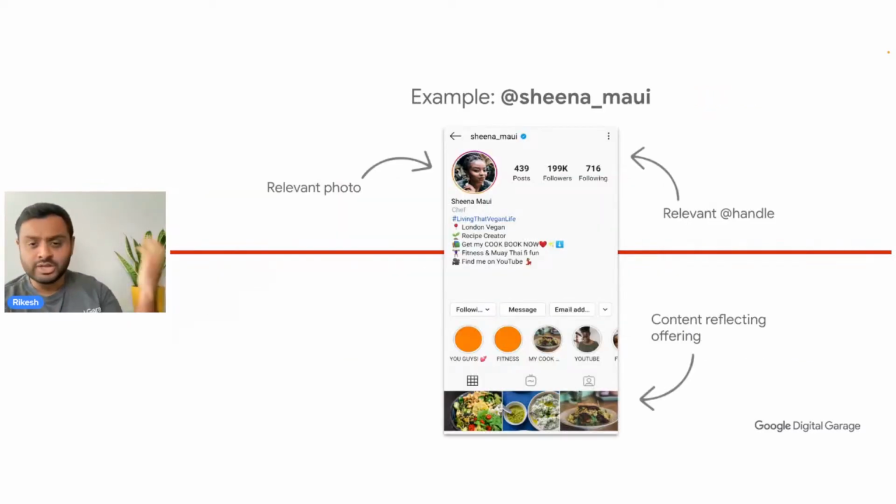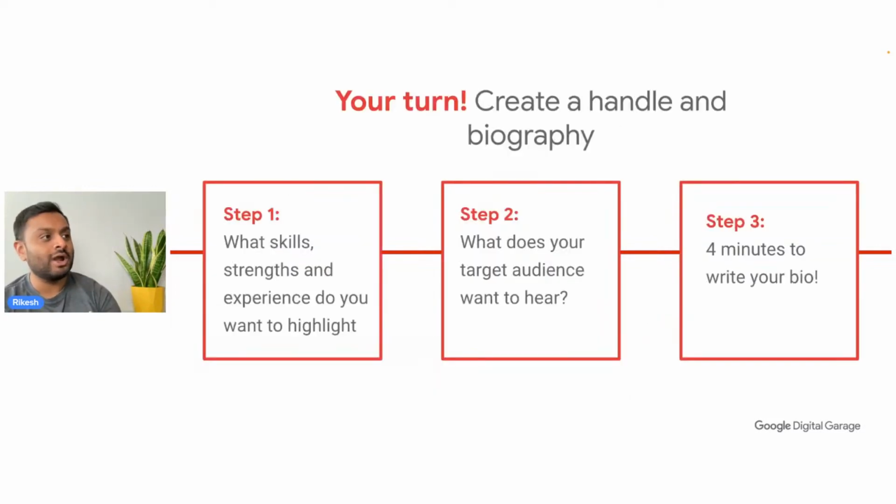A good example would be our friend Sheena Maui, who we looked at earlier on. They've got a relevant handle, Sheena underscore Maui on Instagram. You've got a relevant photo, which is a photo of Sheena. And then you've got content reflecting Sheena's offering, which are typically going to be photos of vegan food. So that's something which we want to be aware of.